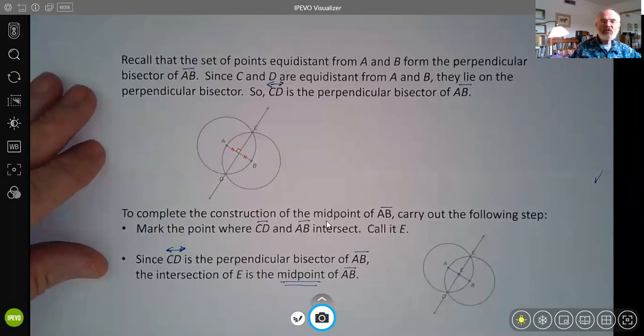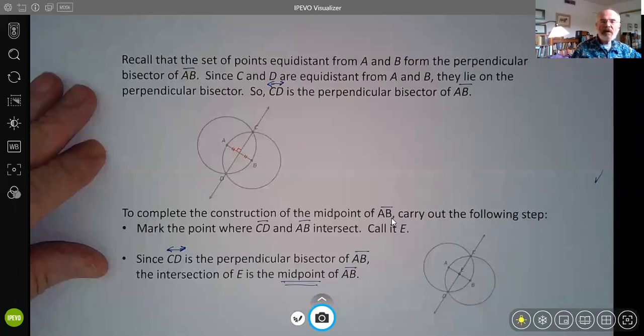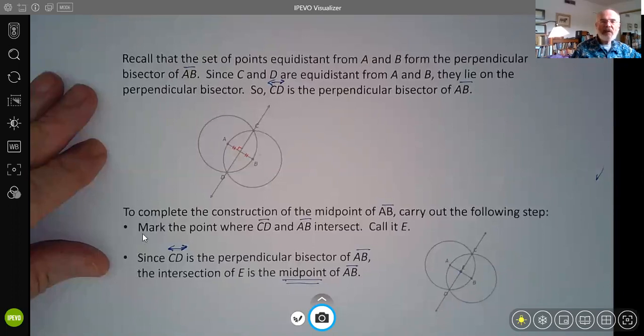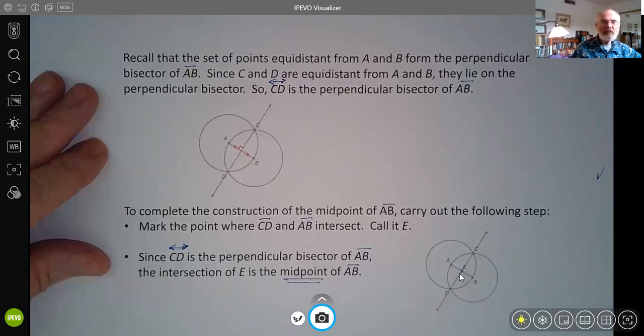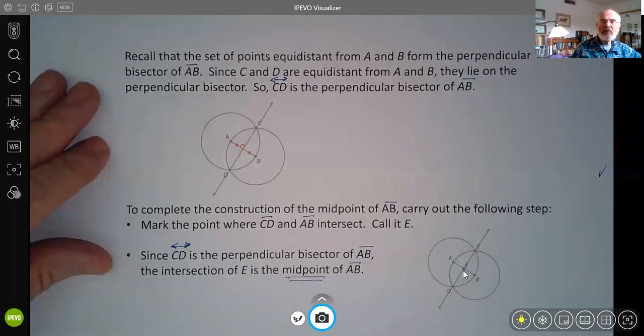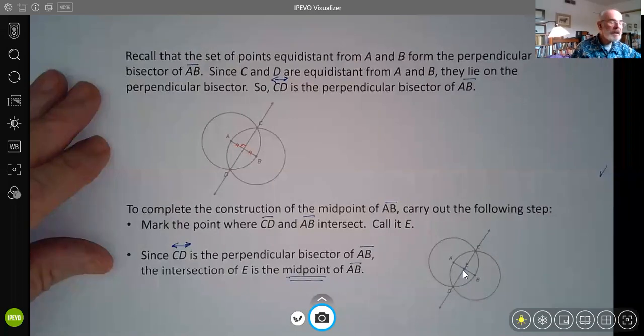So to complete the construction of the midpoint between A and B, we have to carry out one last step. We have to mark the point where CD and AB intersect. So what we did was we put in a point, I'm sorry, point E right there in the middle. And since CD, this line, is the perpendicular bisector of AB, the intersection E has to be the midpoint. And so that was what we were trying to prove at the beginning.